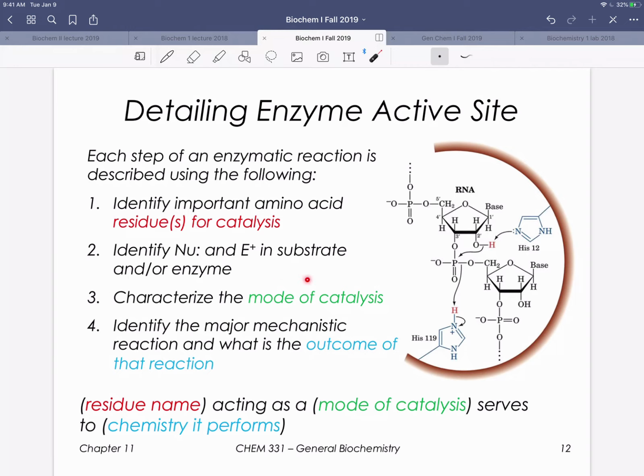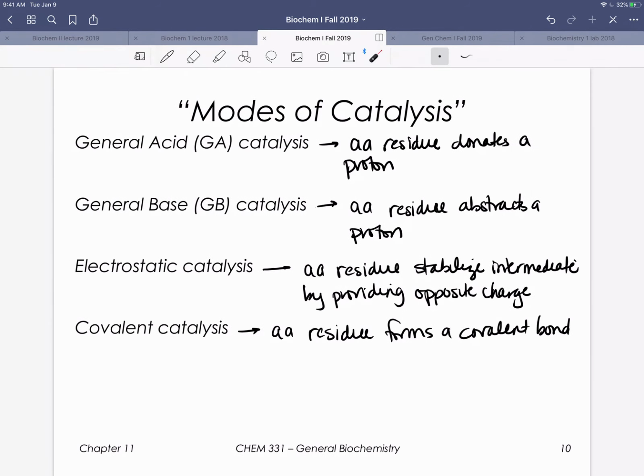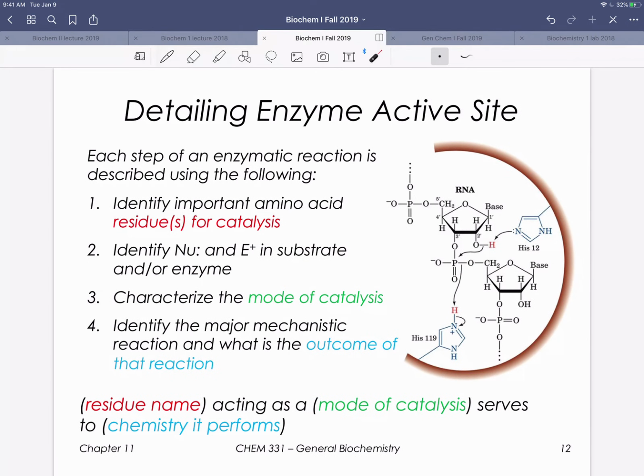We're going to want to be looking for nucleophiles and electrophiles, and the arrows that we see in our enzyme active sites are going to help with that. Remember that arrows always start at nucleophiles, so they start at lone pairs or at bonds, and they go to electrophiles, which are going to be atoms. Again, the mode of catalysis is what we saw on this slide. These are the four kinds of catalysis we're going to see. And again, identify the major mechanistic outcome, just tell me what the product is. What happens? Did you make, in this case, a 2', 3' cyclic intermediate? Tell me what's happening in the enzyme active site.